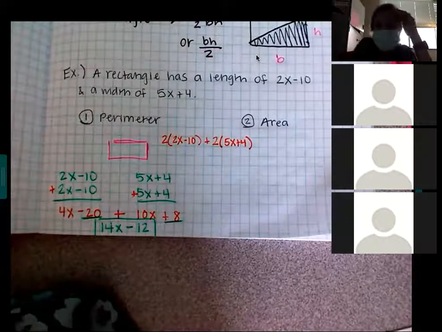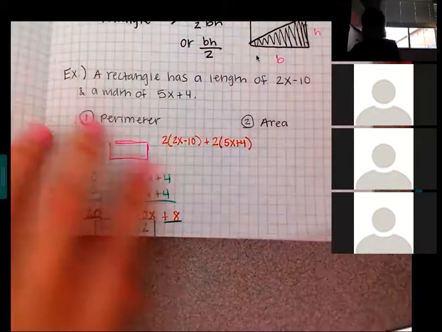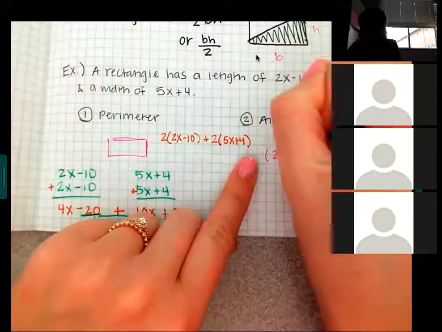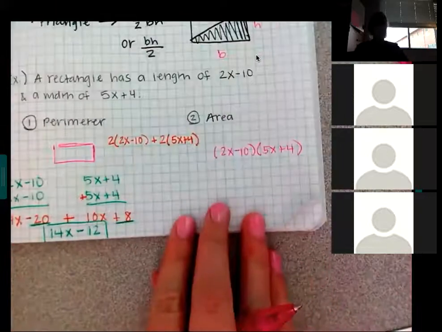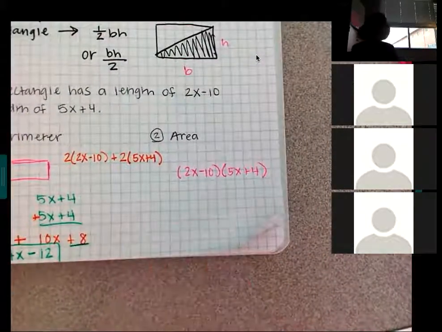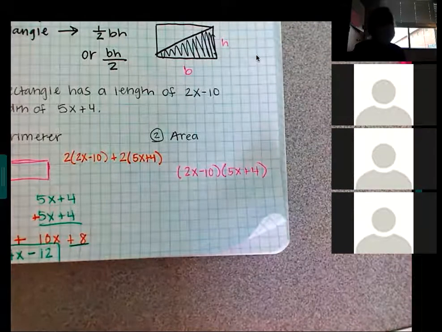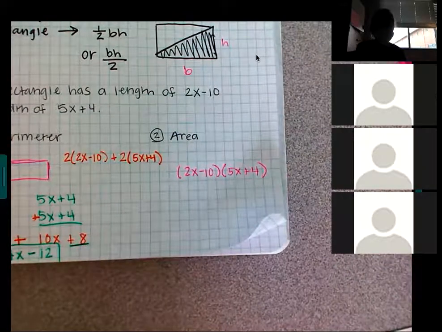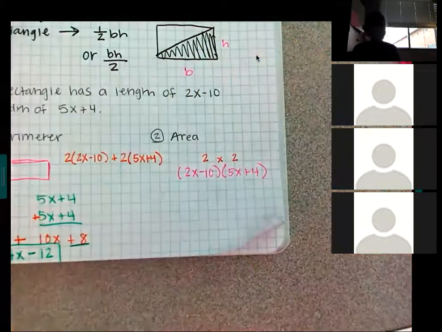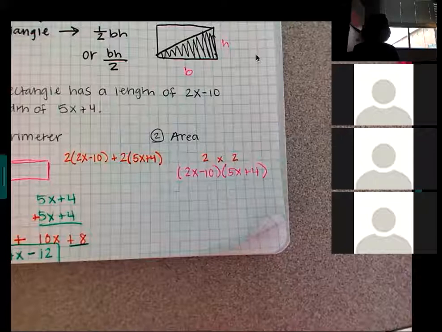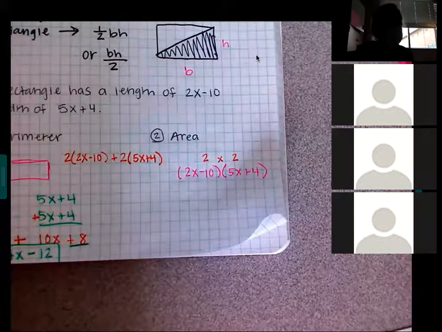So this is what they just said: for area, we multiply. So then think about the area. That means I'm going to multiply 2x minus 10 times 5x plus 4. Everybody look, if I'm multiplying length times width, do y'all agree there are 2 lengths times 2 widths? What does 2 times 2 equal? 4, which means we need to FOIL or box.